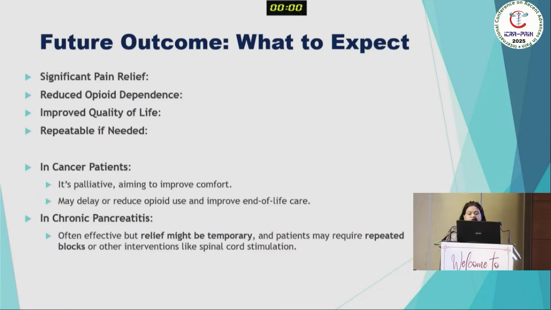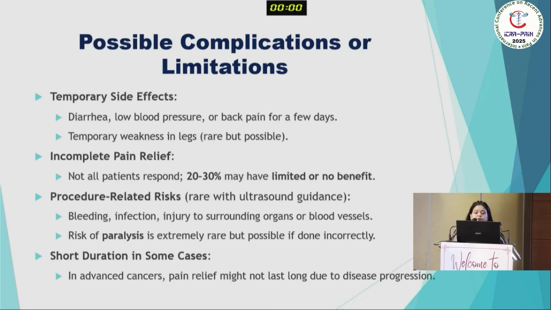The future outcome, what do we want? We want significant pain relief, reduced opioid dependence, improved quality of life of the patient, and repeatable if needed. So this is the advantage of the celiac plexus block. In cancer patients, it is palliative, aiming to improve comfort to the patients. And the possible complications or limitations are temporary side effects which can be treated. So seeing the side effects, we cannot leave the celiac plexus block, and we have to relieve the patient from the pain. Incomplete pain relief may happen in 20% of patients. Procedure related risk may happen, which, as usual, can happen with any procedure.